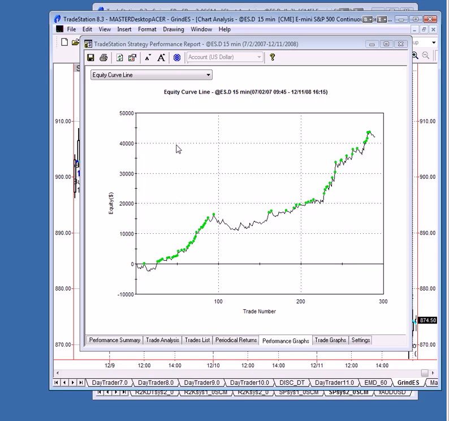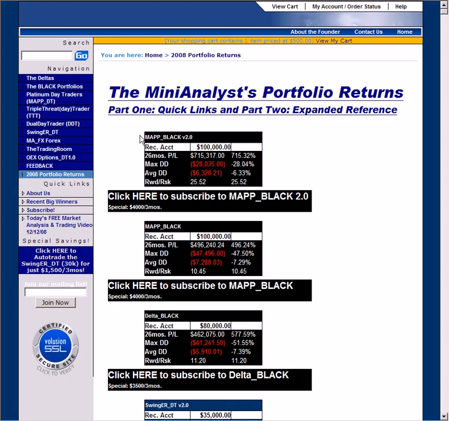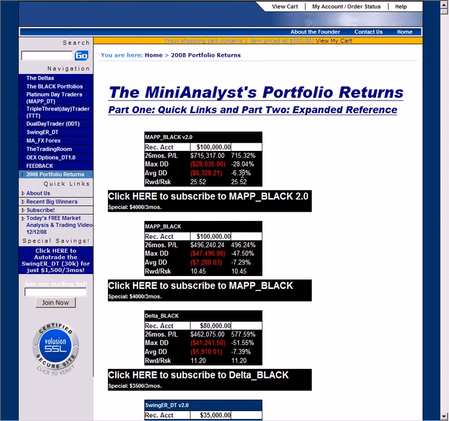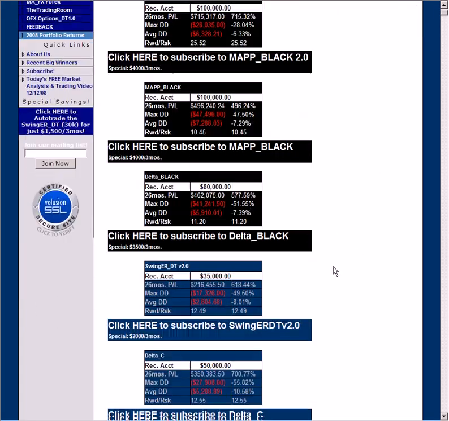We're going to go ahead and switch over now to our portfolio returns. We do have these updated. They're on the website under 2008 portfolio returns. You can have a quick reference guide right here. You can go ahead and subscribe to whatever portfolio you're interested in. Delta Black, Matte Black. This is our Matte Black 2.0. Very impressive. 715% return, 28% max drawdown.